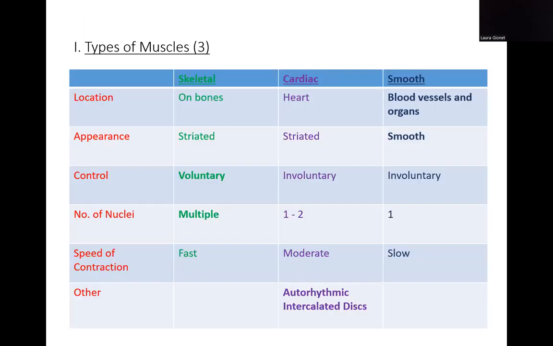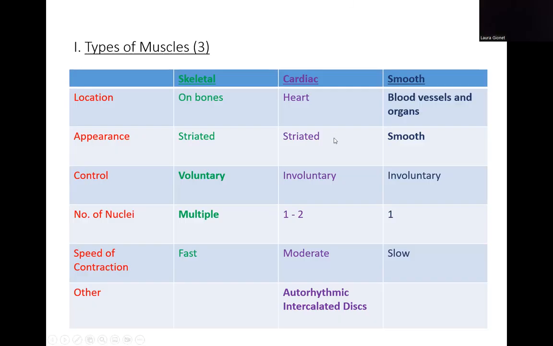All right, I love these little charts because they give you a method of repeating and drawing over and over again, maybe on a whiteboard, so that you can compare and contrast skeletal, cardiac, and smooth muscles by location, appearance, control, number of nuclei, speed of contraction, and other features. So here under skeletal in green: location on bones, striated appearance, nerve control voluntary, multinucleated, and the speed of contraction is very fast.